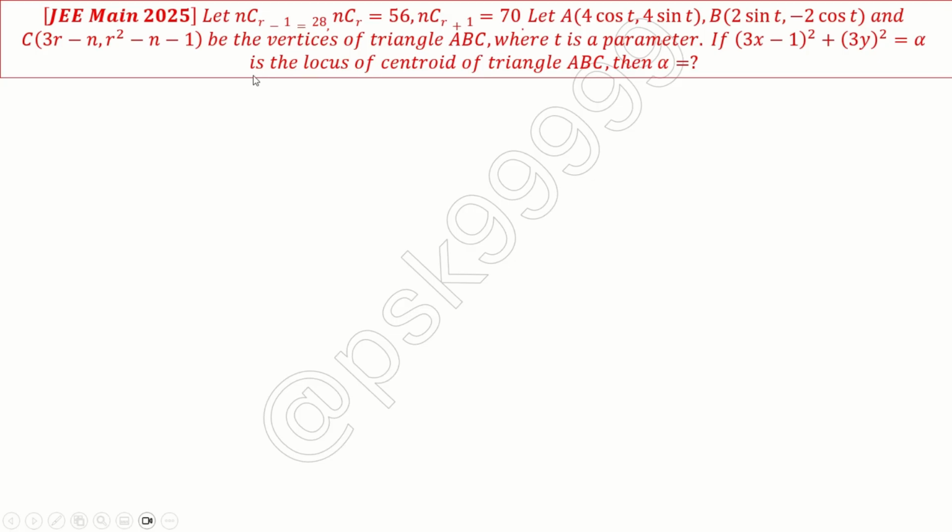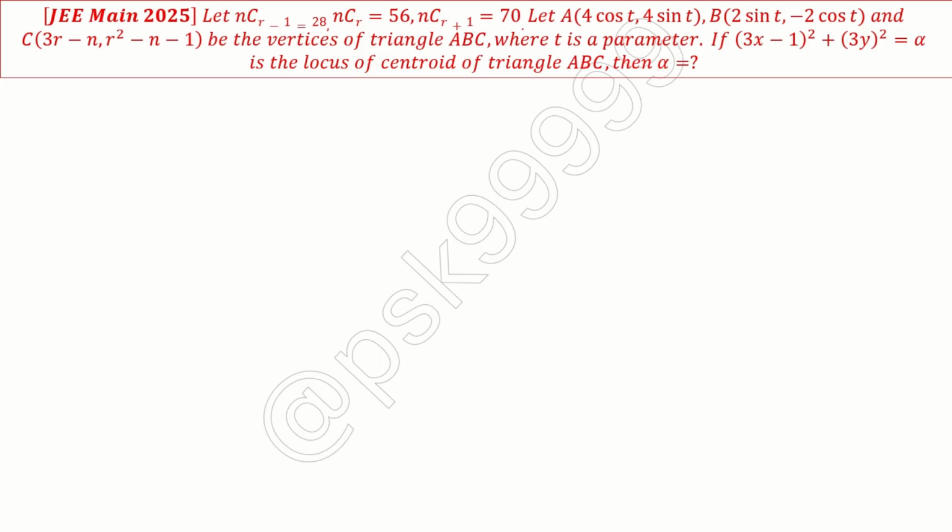This A, B, C are the vertices of triangle ABC, where t is a parameter. This cos t, sin t is there. This t is a parameter. If 3x minus 1 whole square plus 3y square equal to alpha is the locus of centroid of the triangle ABC, then what is the value of alpha? As I said, there are 2 parts to this one. First part is find out n and r. Then second part is find out the centroid and the locus of centroid, substitute the x, y into this equation. Then you will get the alpha value.